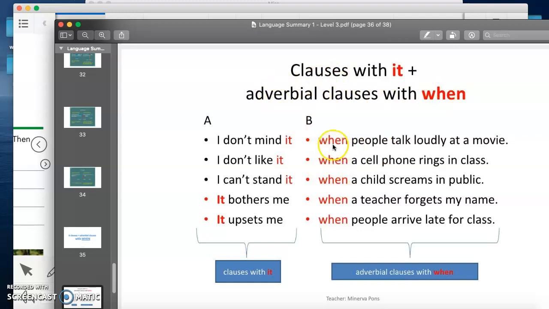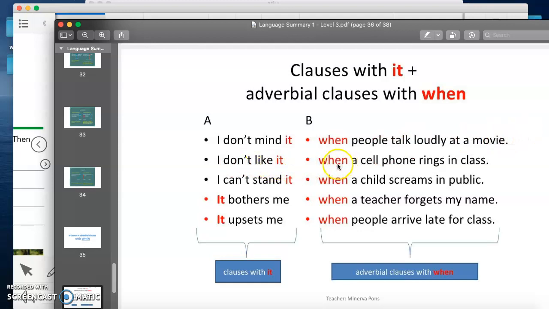Remember that we use when to talk about an action, about the moment. When are you going to the party? We are talking about time, about an action happening. So the clauses with when, for example, I don't mind it, we put them together to make a full sentence. For example, I don't mind it when people talk loudly at the movie.